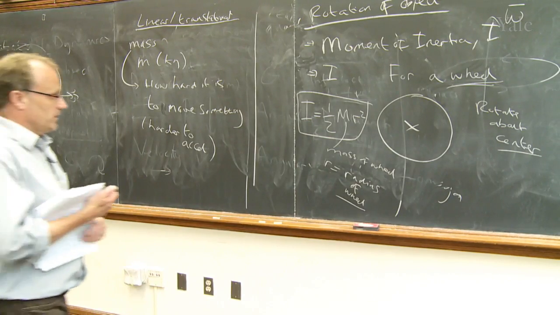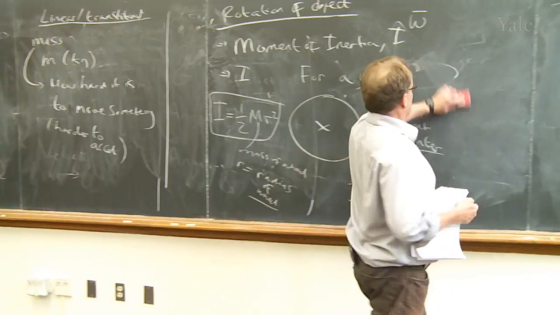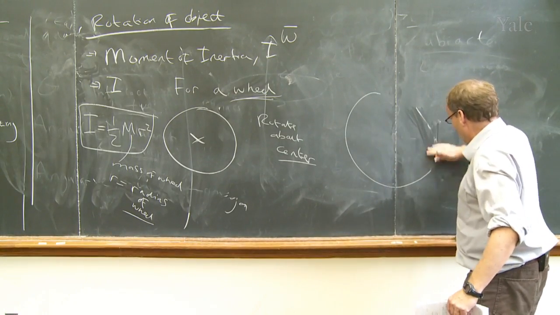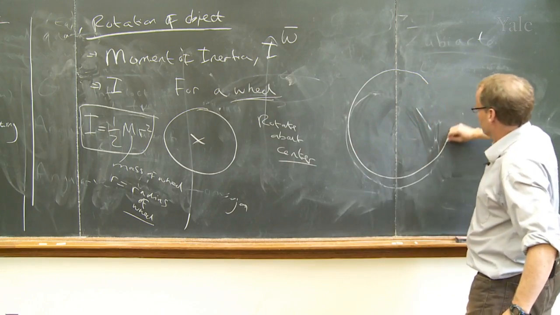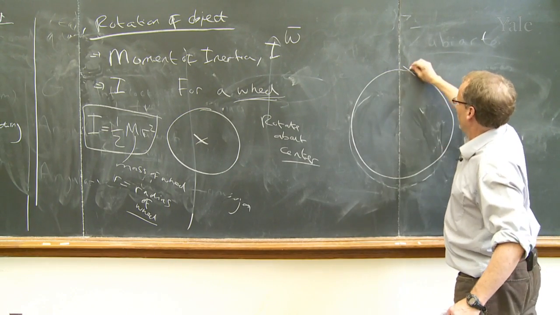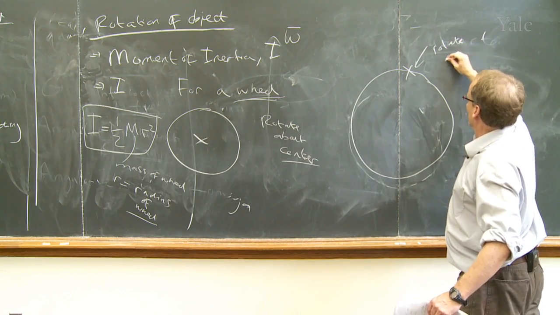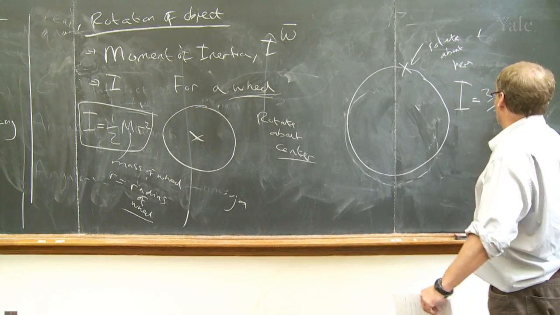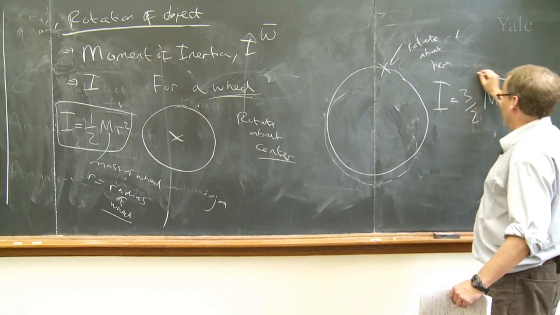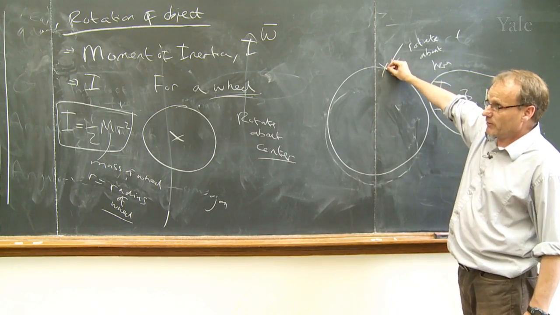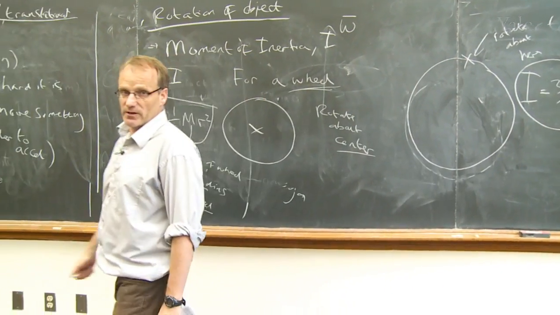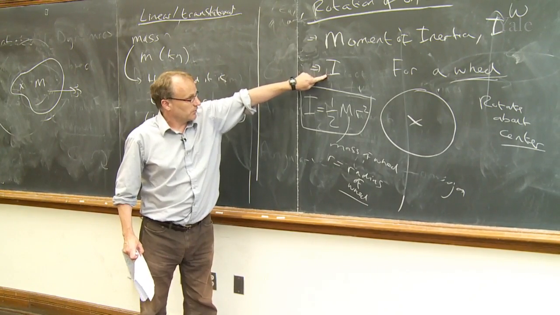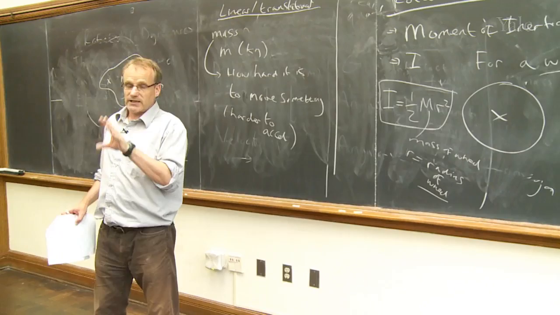But if I take the same wheel and try to rotate that wheel about this point, then the moment of inertia now is actually 3/2 m r squared, where m and r have the same meaning. So if I try to rotate it about here, it's much harder to rotate. It's much harder to get the thing to spin up. That difficulty of how hard it is to rotate is contained in this quantity I, which depends on the distribution. It also depends on where the rotation axis is.